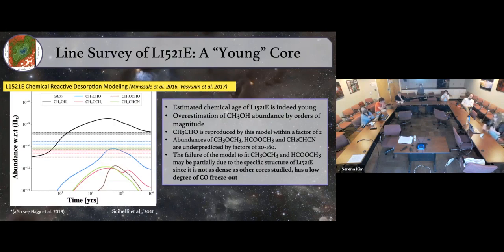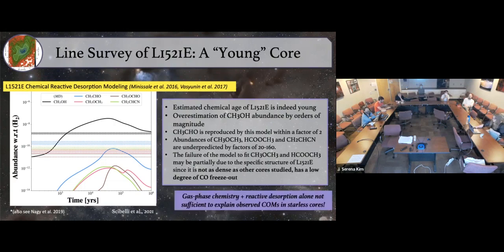which, this core is a lot less dense. It has a low degree of CO freeze out. So the model is not able to reproduce. For example, for dimethyl ether, it's not as dense, so you have more H instead of H2 floating around. So your radicals such as C3O are destroyed more, and so you don't have your dimethyl ether and things like that. So there are things happening in the chemistry that are not producing high enough abundances.